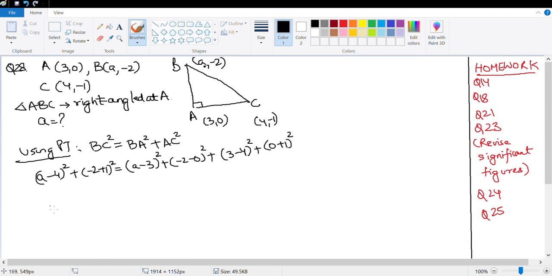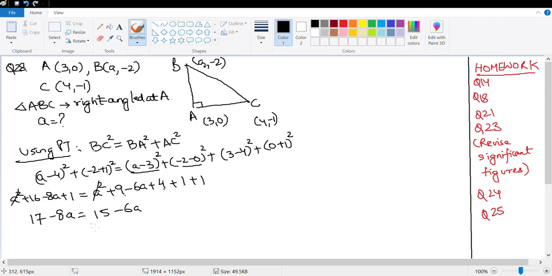Let's open the bracket and see what we get. So this is a square plus 16 minus 8a plus (negative 2 plus 1), that's negative 1 whole square, that's plus 1. This is equal to a square, plus 9 minus 6a plus (negative 2 minus 0), that's negative 2 whole square, that's 4, plus (3 minus 4), that's negative 1 whole square, that's 1, plus (0 plus 1) whole square. So a square and a square get cancelled. What I am left with here is 17 minus 8a is equal to 9 plus 4 plus 1 plus 1, 15, 15 minus 6a. Let's take them on one side.